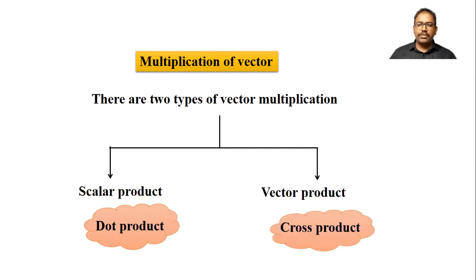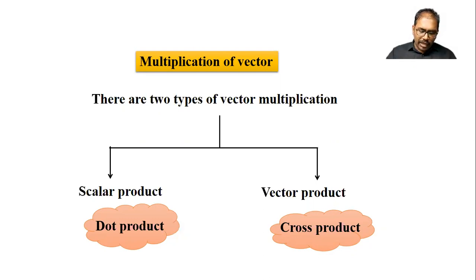It means that when we multiply two vectors and after multiplication we get a scalar quantity, then it is called a scalar product. And when after multiplication we get a vector quantity, meaning a quantity having magnitude and direction, then it is a vector product.